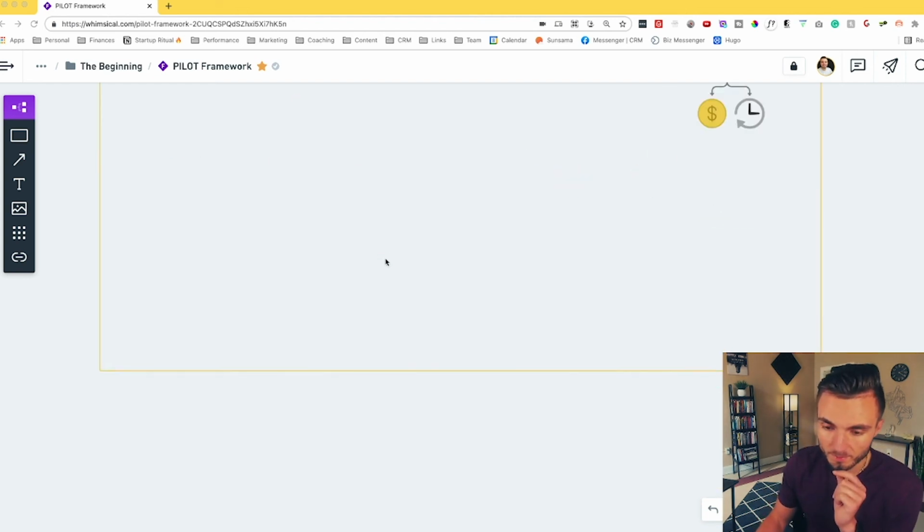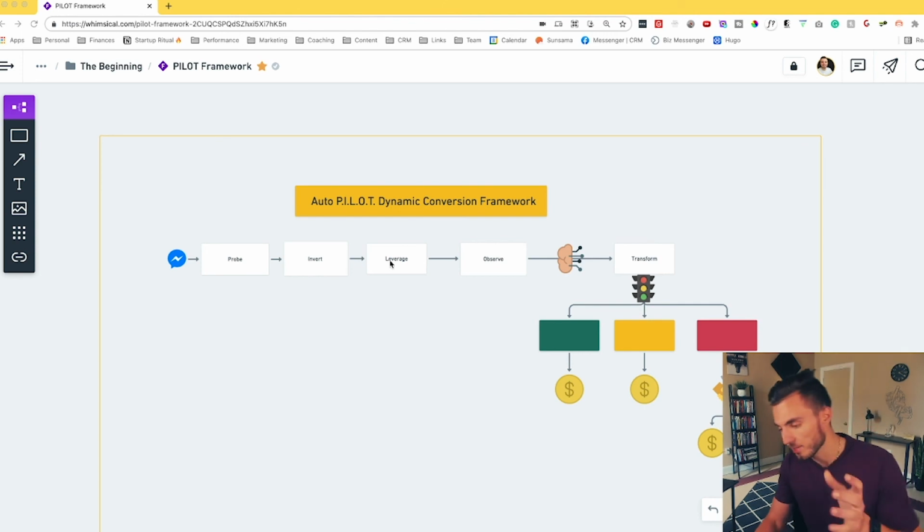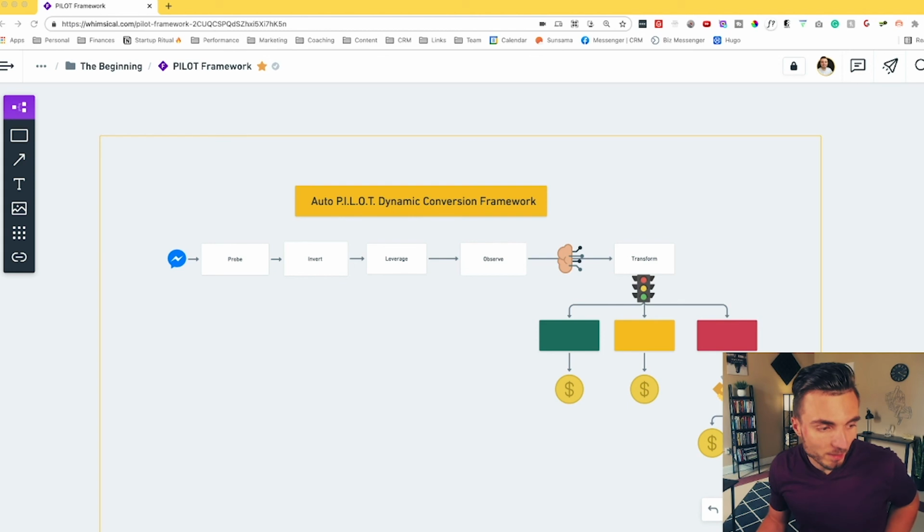And that's where this Autopilot dynamic conversion framework comes into play. This is where I teach you exactly how to learn the buyer signals that you see within those messenger conversations to know exactly where your prospect is and to know exactly what's needed to put yourself in a position to actually close that sale.